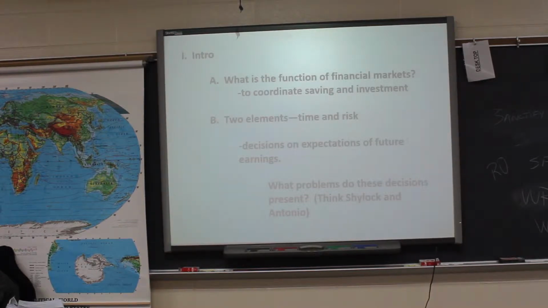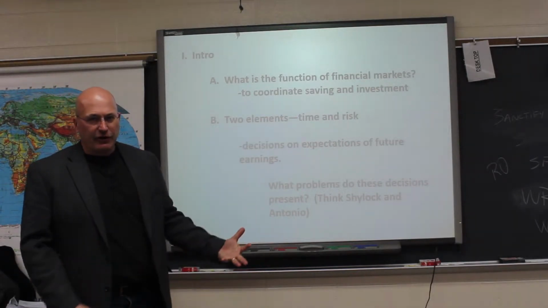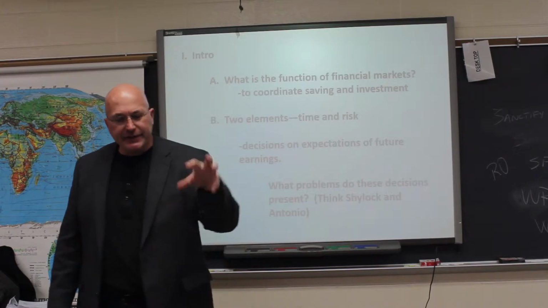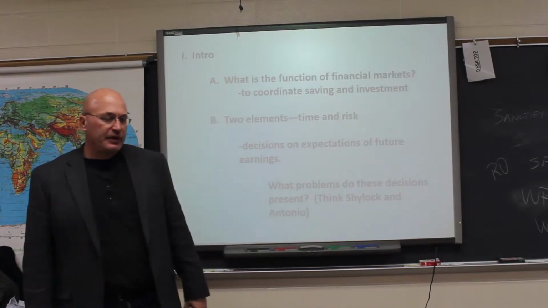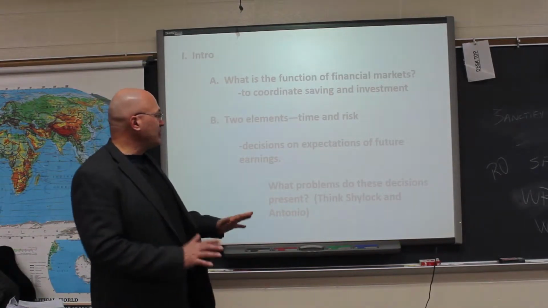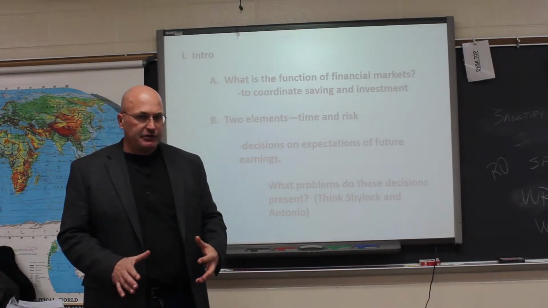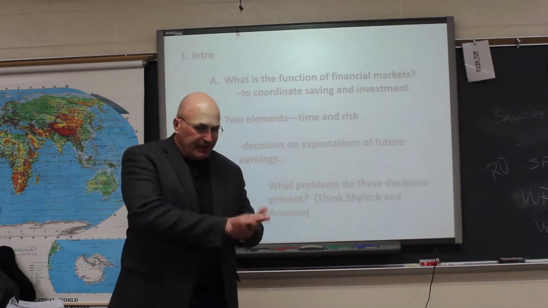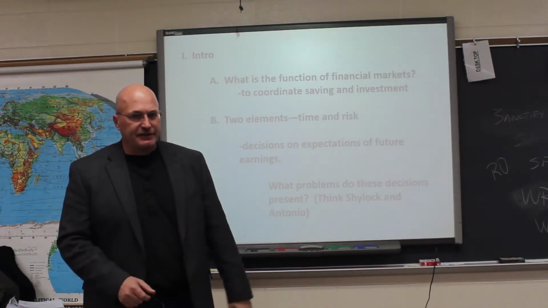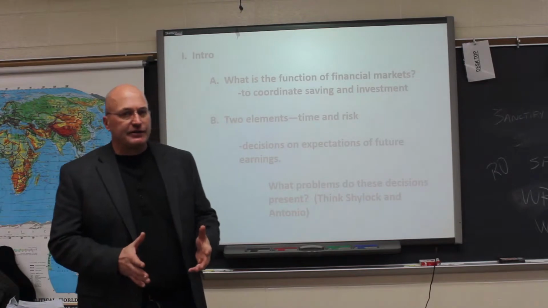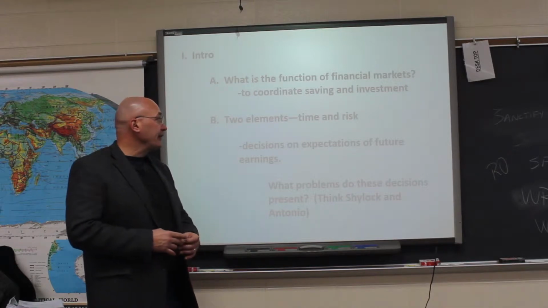What is the purpose of financial markets? To bring together people who have money to save and people who need money for capital purposes. Essentially we call them financial intermediaries. Banks act as financial intermediaries. They bring together people who put money in accounts and people who want to borrow. Also, the stock market acts as a financial intermediary. Insurance companies act as financial intermediaries. Mutual funds, financial intermediaries.